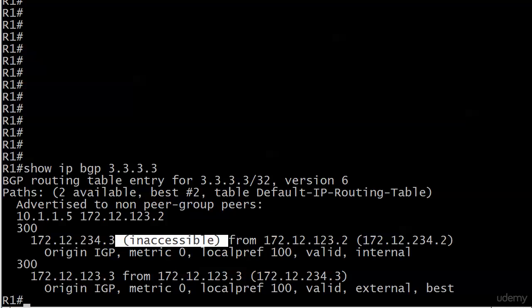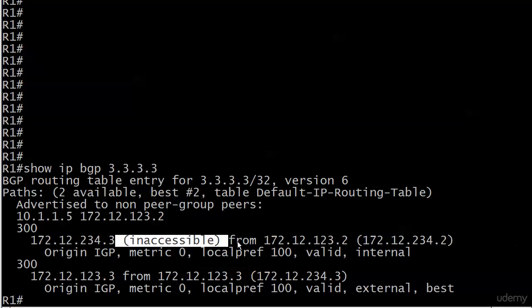Well, the thing is, the next hop for this given path is 172.12.234.3 for router 1. And router 1 says, hey, I don't know where the 172.12.234 network is. I can't get to this address. I don't have an entry that even begins to match it. Because remember from our previous video and the IP addressing, router 1's directly connected to the Ethernet segment, 10.1.1.0/24.